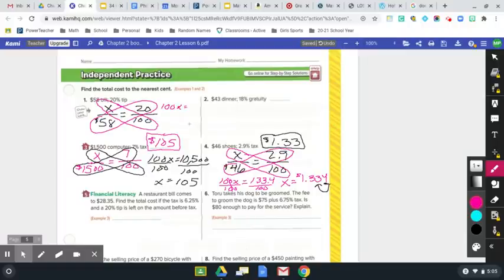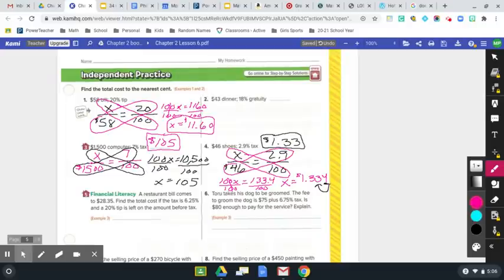58 times 20 is 1,160. Divide by 100. X equals, right? Dividing by 100, move the decimal 2 places to the left: 11.60. And again, this is coming out exactly in dollars and cents the way you need it to. There's no rounding needed. So that means on this $58 bill that you are leaving a 20% tip on, you're going to leave $11.60 for that waitstaff.